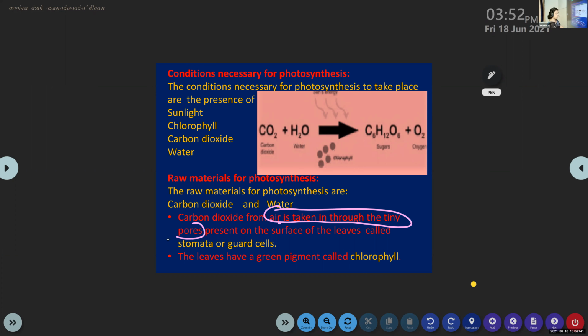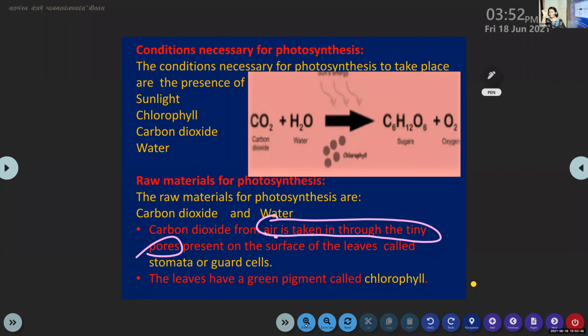We were just discussing tiny pores. Tiny pores means these are the small holes I told you about. We cannot see them with our eyes, but through a microscope we can see them. So these tiny pores are known as stomata or guard cells. You can write this point now, after writing raw materials. Continue the numbering from the morning session: 1, 2, 3. The next point.